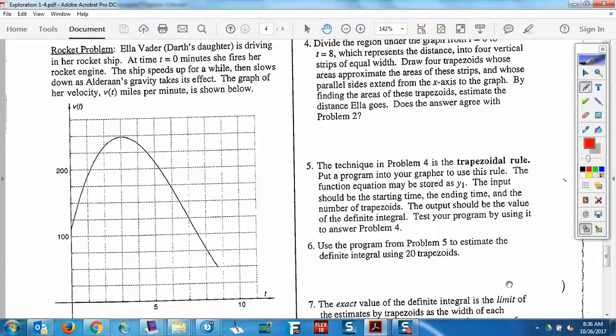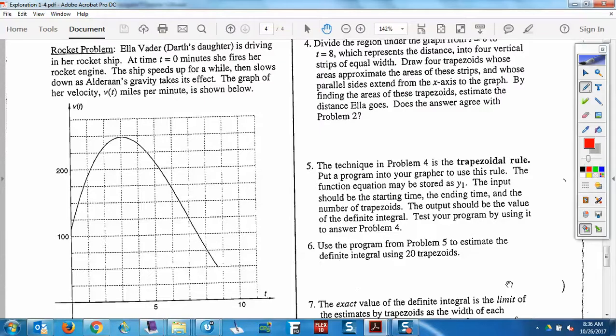Now, number 7 is a mouthful, but this is where it talks about the exact value of the definite integral. It says the exact value of the definite integral is the limit of the estimates by trapezoids as the width of each trapezoid approaches 0. Now, when we define the definite integral, we actually won't use trapezoids, we'll use rectangles. Okay? Because we do rectangles too. Now, trapezoids are a little better. You don't need as many, but it doesn't matter. If we're gonna do a million, an infinite number of them, it doesn't matter, right?